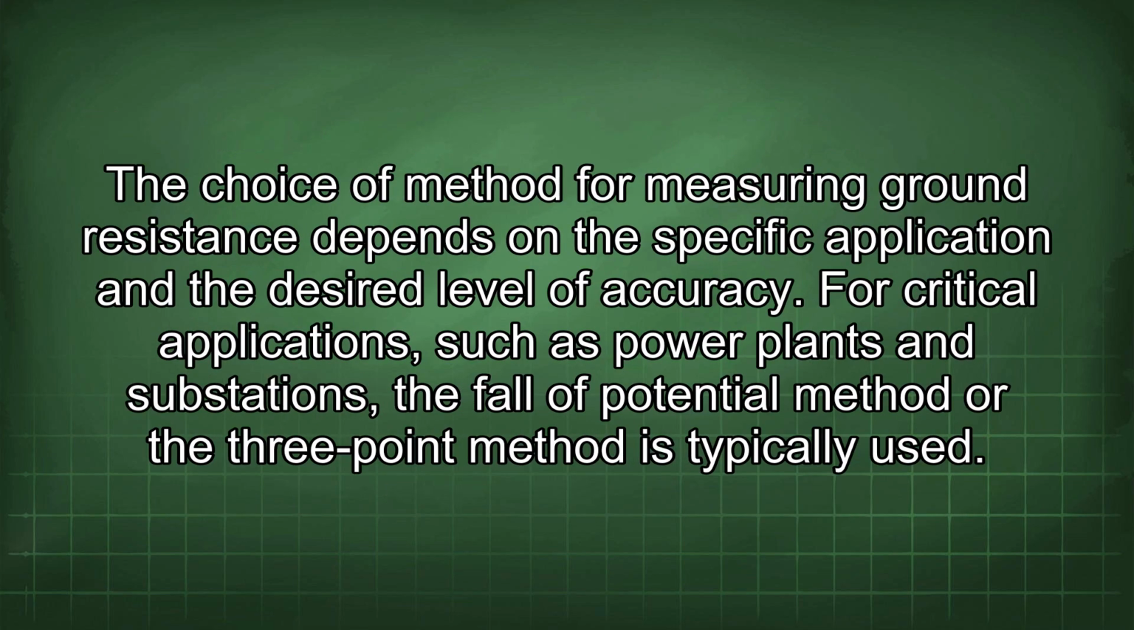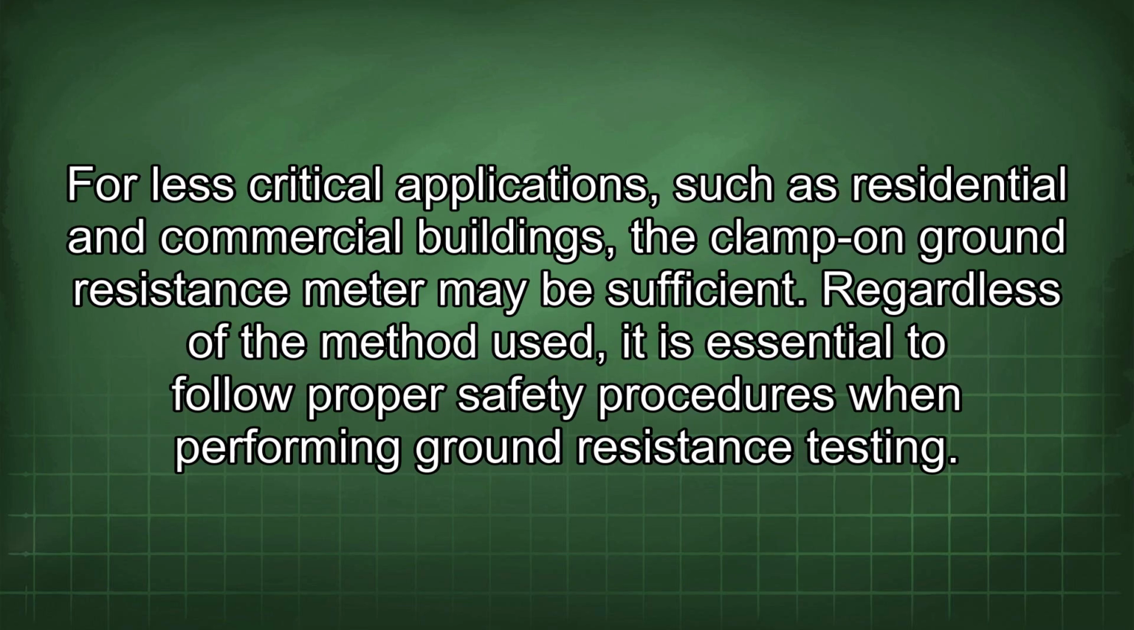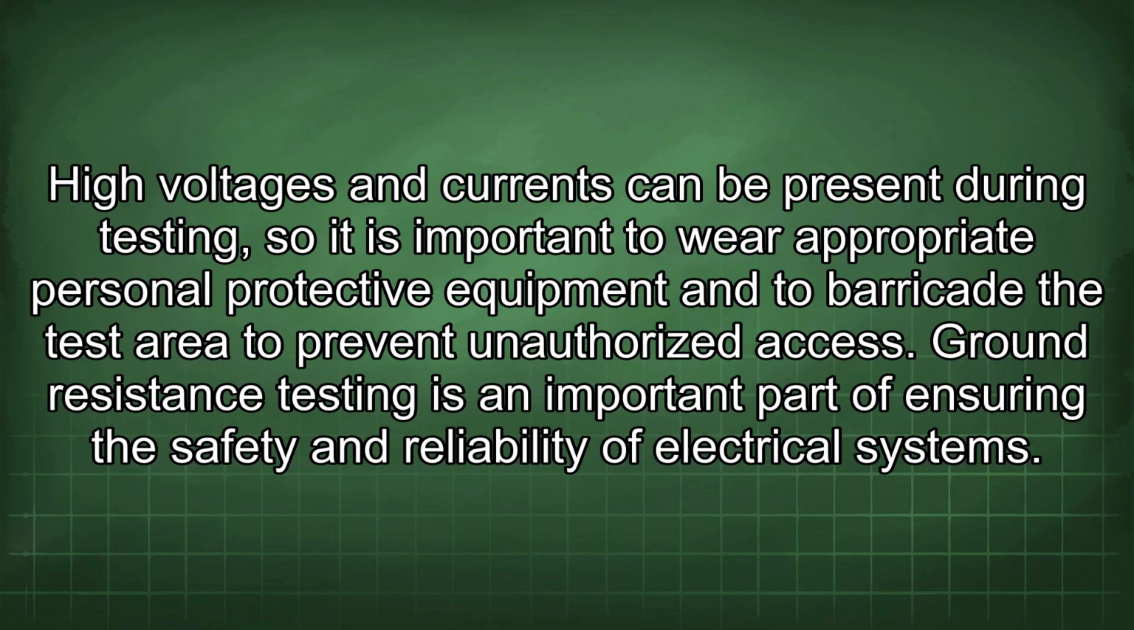The choice of method for measuring ground resistance depends on the specific application and the desired level of accuracy. For critical applications, such as power plants and substations, the fall-off potential method or the three-point method is typically used. For less critical applications, such as residential and commercial buildings, the clamp-on ground resistance meter may be sufficient. Regardless of the method used, it is essential to follow proper safety procedures when performing ground resistance testing. High voltages and currents can be present during testing, so it is important to wear appropriate personal protective equipment and to barricade the test area to prevent unauthorized access.